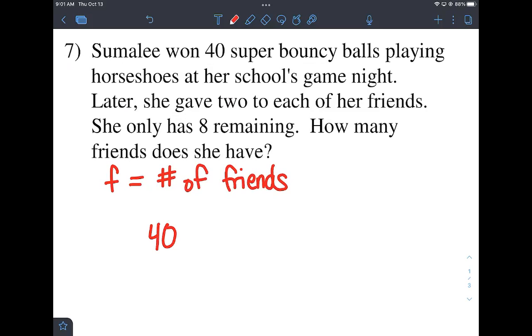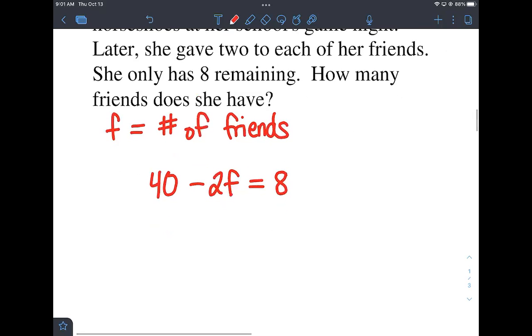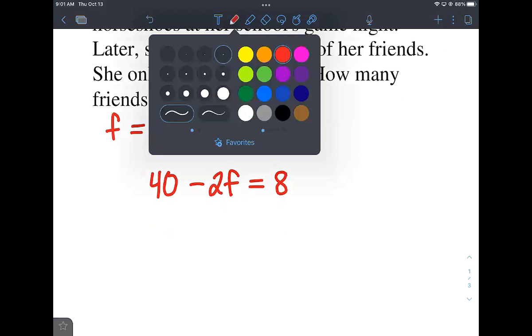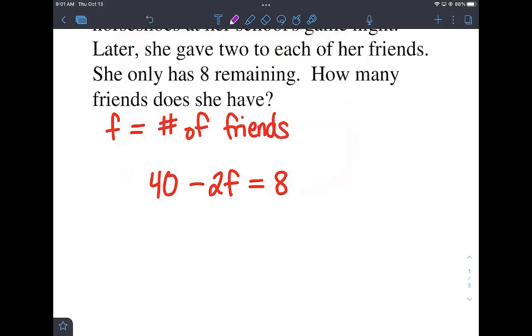What happens to her bouncy balls? They go down. Yeah, they're going down. And she gives 2 away to each friend. So 2 times the number of friends she has. That leaves her with how many? 8 super bounce balls. Let's solve this equation by first getting rid of what number? 40. It's a positive 40, so I need to put a negative 40 underneath.